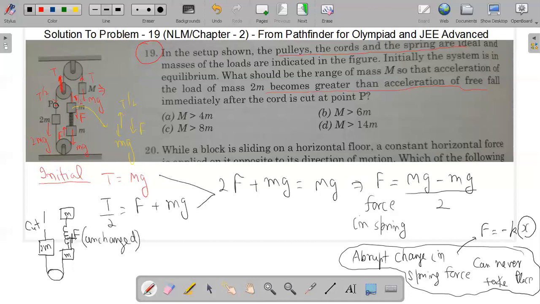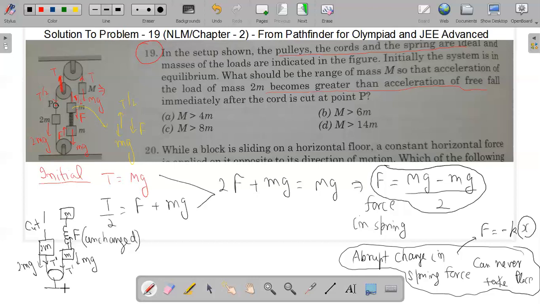So the force in the spring, capital F, will be the same as it was calculated before cutting the spring. The force in the spring before cutting the string at point P will remain as it is. Along with that, we will have mg force on this right side mass, 2mg on the left hand side, and then a force of T dash in the string.